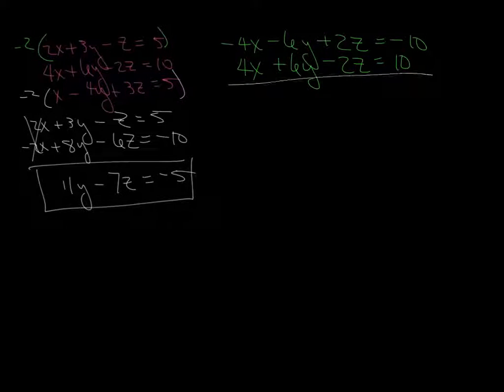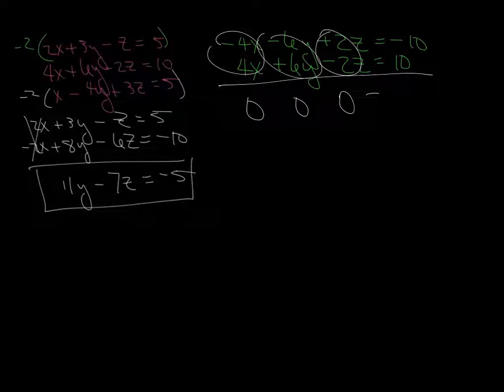Okay, so let's add these together. Those give me 0. These give me 0. Those give me 0 equals 0. Is that a true statement? Yes. Then we're left with a true statement, which means once we hit that, it doesn't matter where in the world we come to.